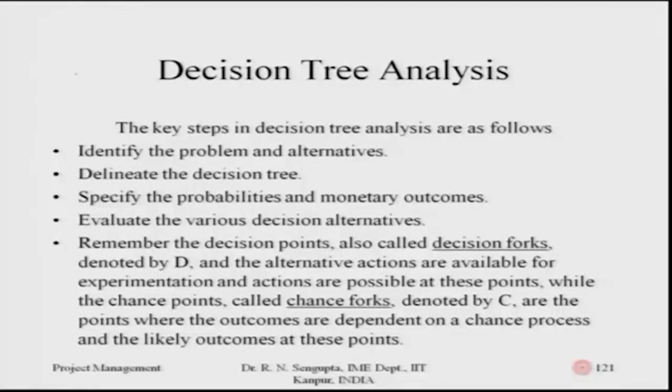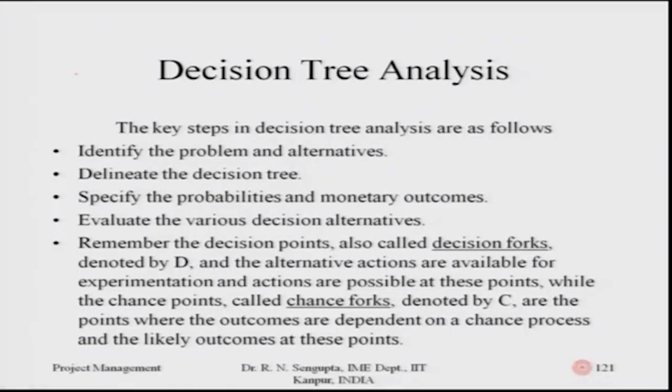So what are the salient points of the decision tree analysis? The key steps in decision analysis are as follows. You should identify the problem and the alternatives, and delineate the decision tree, that means draw it very clearly, where the probabilities are given, the actual values are given. Specify the probabilities and the monetary outcomes. So you have to make a combination of the monetary values, the outcomes and the probabilities. Evaluate the various decision alternatives which are there and take decisions accordingly, based on whatever criteria it is, whether you want to maximize the return, minimize the risk, or other combinations.